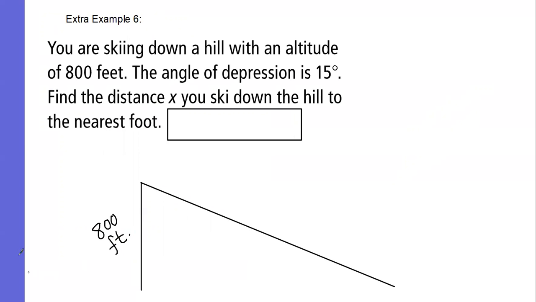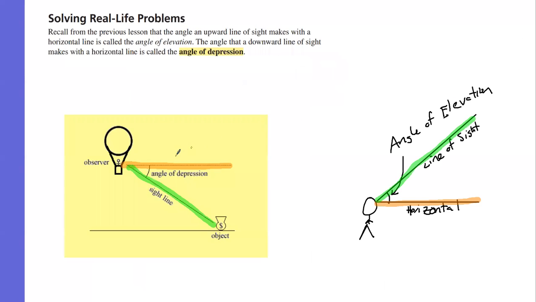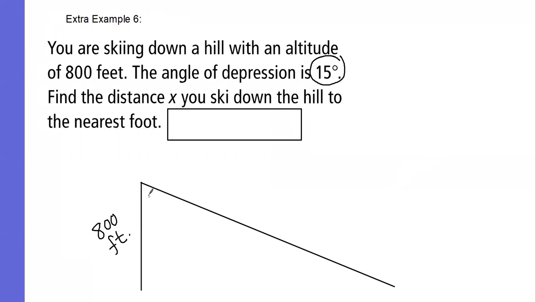Okay. So you are skiing down a hill with an altitude of 800 feet. The angle of depression is 15 degrees. So now I need to get where my angle of depression is. Now, you might be very tempted to put that 15 right here. But remember, my angle of depression is formed by my horizontal and my line of sight, right? So this right here does not involve a horizontal. And this one doesn't really have a line of sight, but think of your hill as kind of like your line of sight in this example.